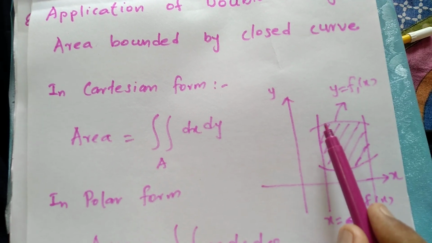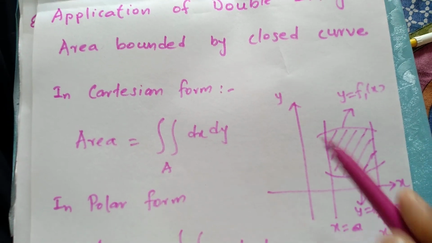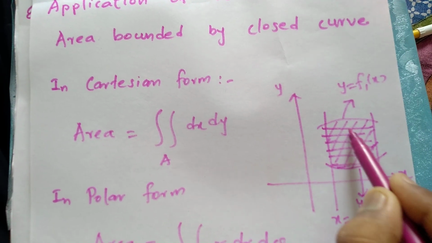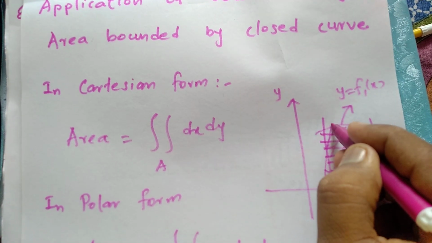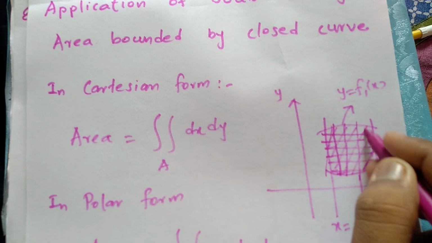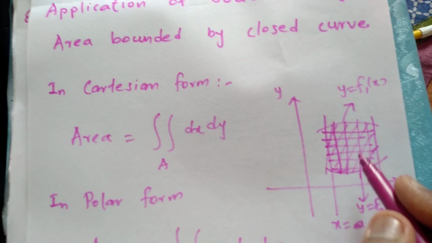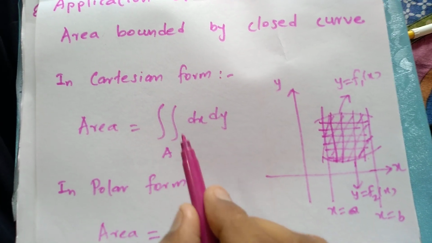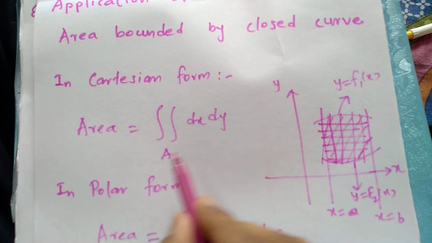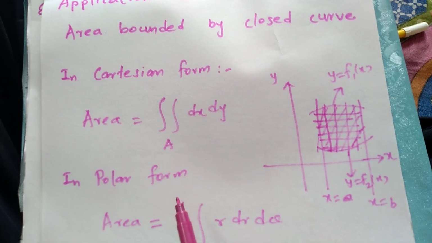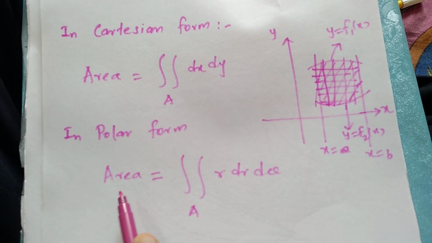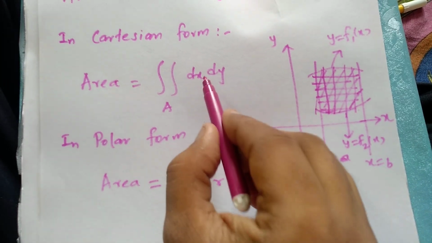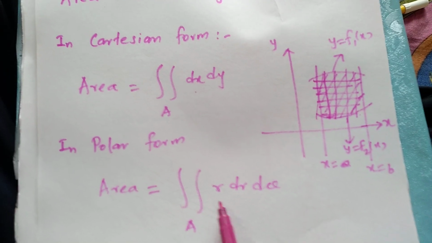If you recall, we considered a closed curve like this, and we broke the curve into a number of strips by drawing horizontal lines and vertical lines parallel to the y-axis. So the area is broken into a number of rectangles, and there we found the formula for area in terms of double integration. It is double integration dx dy over the area A. If your curve is bounded by a polar curve, then the formula of area is double integration r dr d theta over the area A. So this Cartesian integral you have to convert to the polar integral.